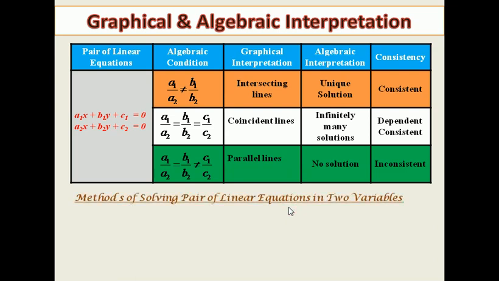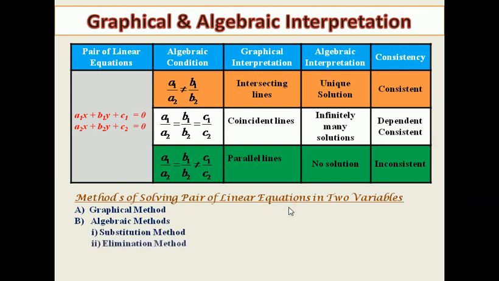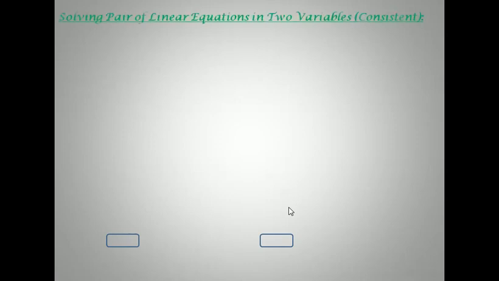So there are four methods to solve these pair of linear equations in two variables. One is the graphical method, and three algebraic methods such as substitution method, elimination method and cross multiplication method. Let us solve two linear equations in two variables by substitution method.